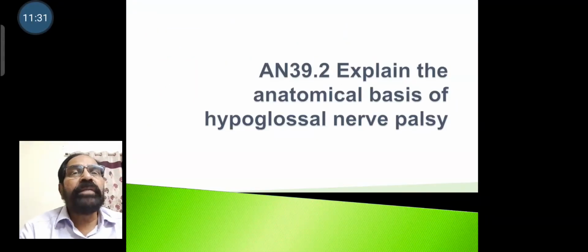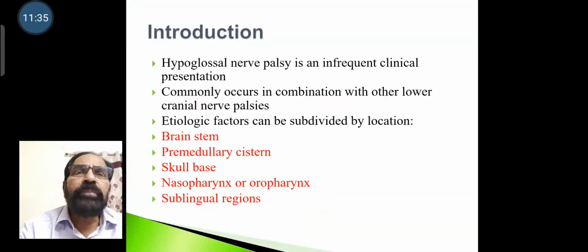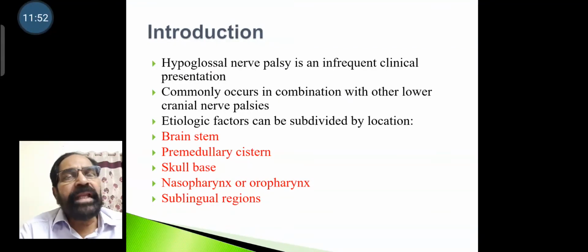Then we go to the anatomical basis of hypoglossal nerve palsy. Hypoglossal nerve palsy is an infrequent clinical presentation. It commonly occurs in combination with other lower cranial nerve palsies. Etiological factors can be subdivided by location as brainstem, premedullary system, skull base, nasopharynx or oropharynx, and sublingual regions.